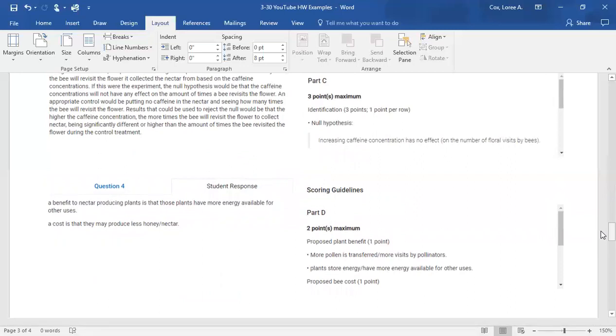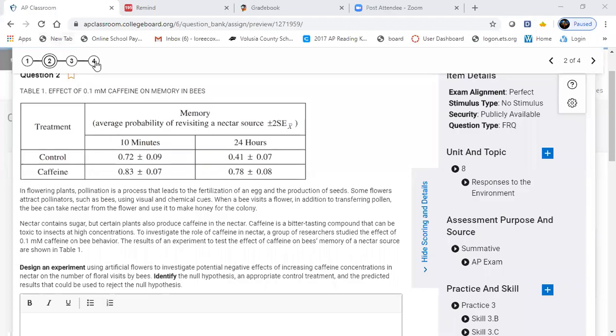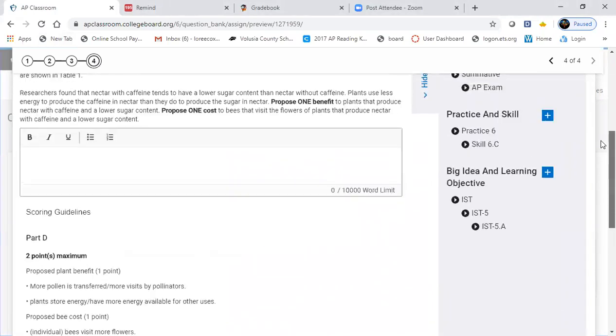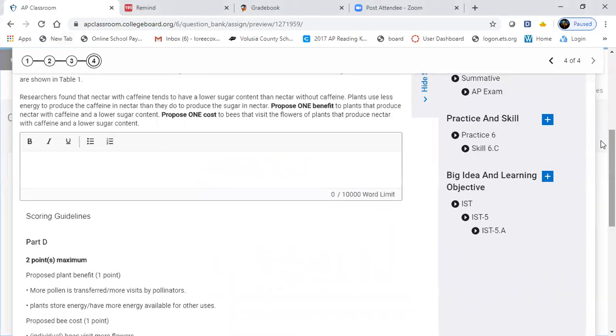Next was a benefit question. So let's go back to the question here. I'm going to skip the graph for a second. Propose one benefit to the plants and propose another benefit and one cost to the bees.